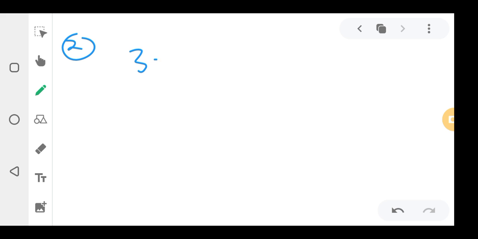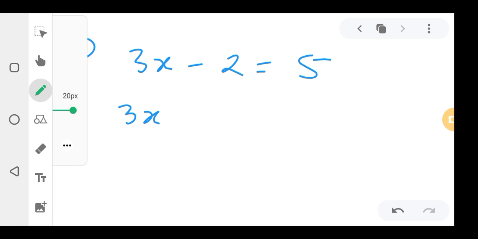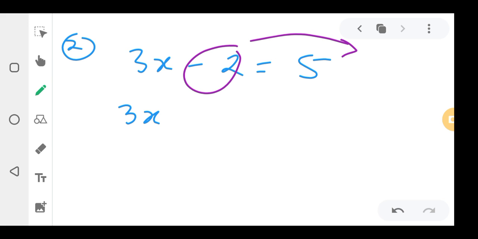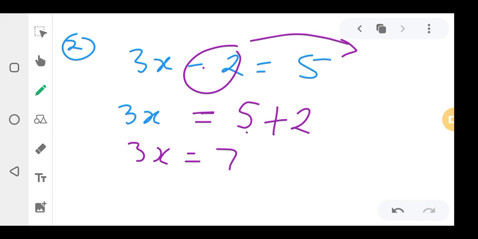Same thing, this is 3x minus 2 is equal to 5. You drop your 3x. This is a negative 2. When it crosses this side, it becomes positive. If it's negative and it crosses, it becomes positive. So it will be equal to 5 plus 2, which is 7. So 3x is equal to 7.